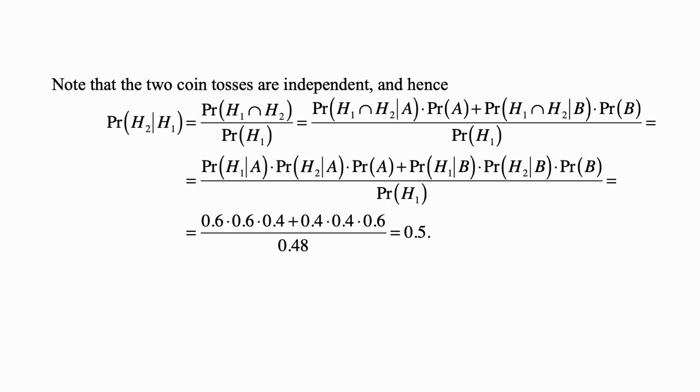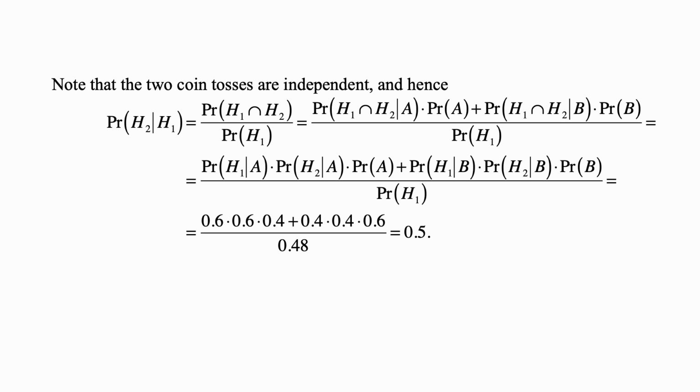Note that the two coin tosses are independent, and therefore probability of H2 given H1 is probability of H1 and H2 divided by probability of H1. Which is the probability of H1 intersection H2 given A times probability of A plus probability of H1 intersection H2 given B times probability of B, the whole thing divided by probability of H1. Because of independence of the tosses, that's probability of H1 given A times probability of H2 given A times probability of A plus probability of H1 given B times probability of H2 given B times probability of B over probability of H1.